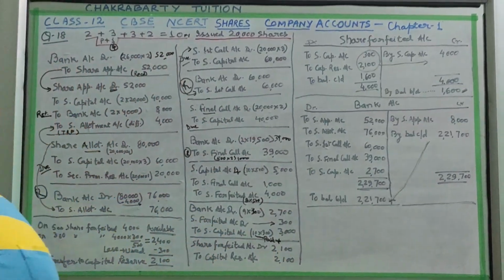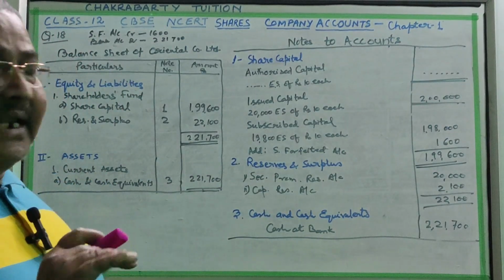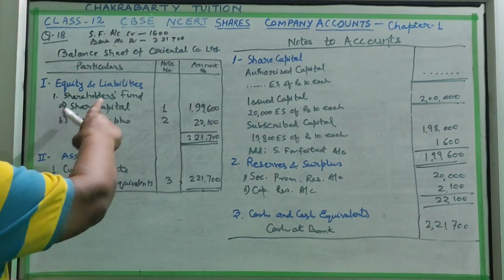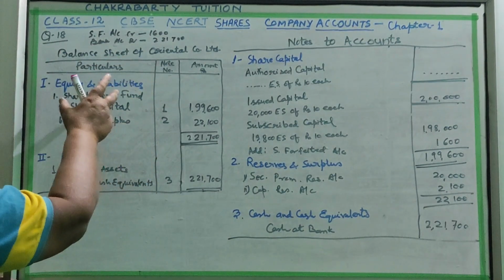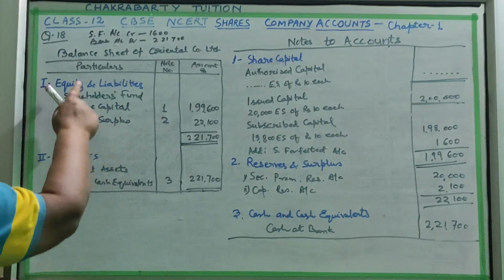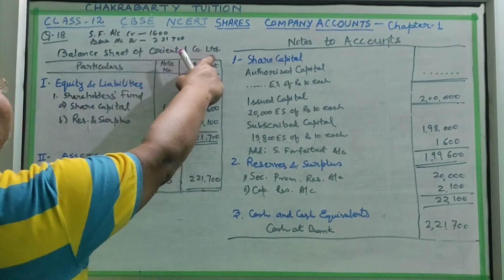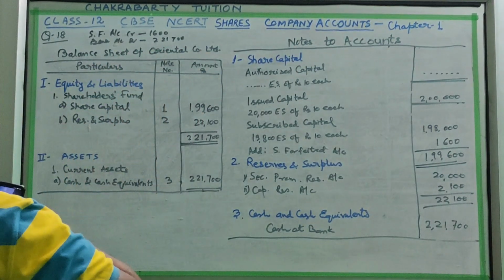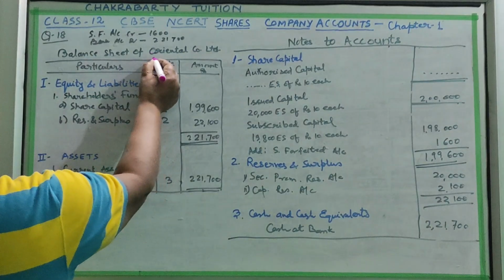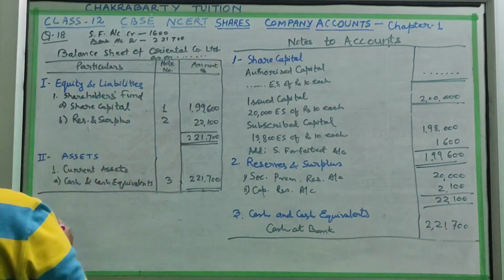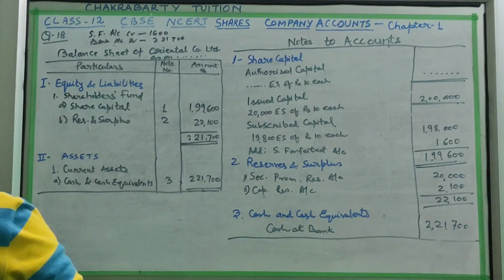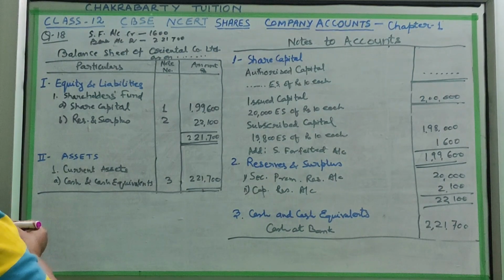Okay. Now we have to prepare the balance sheet. For the balance sheet, the pro forma given in the Companies Act is in this way. It is horizontal, and you have to prepare the balance sheet of Oriental Company Limited as on, and the date is not given in the question, so you write the closing date. Now here we write particulars, and the two sides of the balance sheet are there.